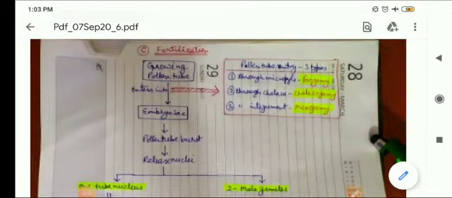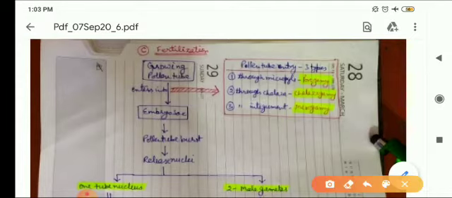Now today's topic is fertilization. This is the main topic, fertilization. Now what is fertilization? Fertilization is the fusion of male and female gametes. And what are the events that occur in this fertilization?